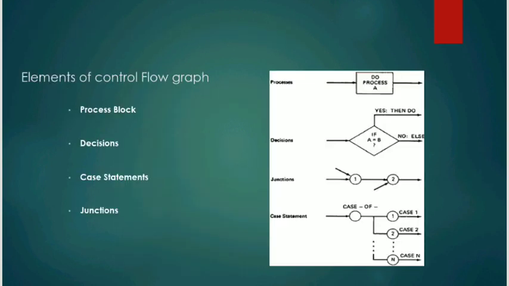Elements in a control flow graph are process block, decision block, case statements, and junction. A process block is a sequence of uninterrupted program statements, and a decision is a point at which the control flow can diverge. A case statement is a multi-way branch or decision, and a junction is where the control flow can merge.